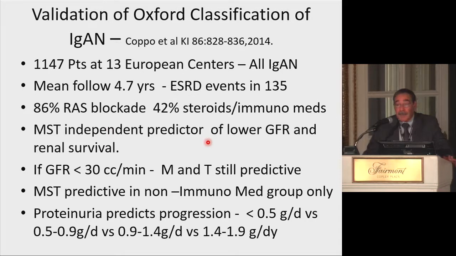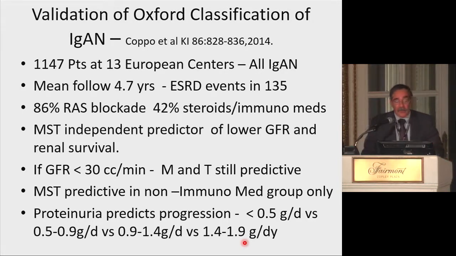M, S, and T, again, were independent predictors of a lower GFR and renal survival. Even if the GFR was low to start, M and T were still predictive, especially in the group that got just immunosuppressive medication. The most important thing in this study was, though, if you looked at proteinuria, less than 0.5 grams per day did better than if you had 0.5 to 0.9 grams. 0.9 to 1.4 grams did worse, 1.4 to 1.9 did worse. Well, again, we're talking about low levels of proteinuria.